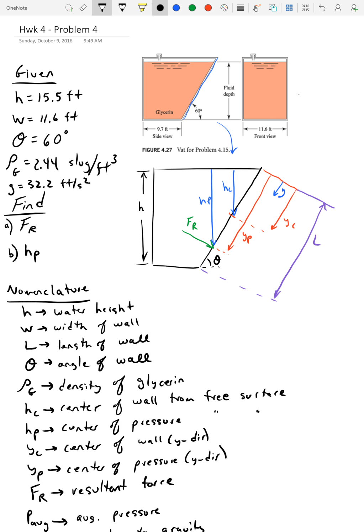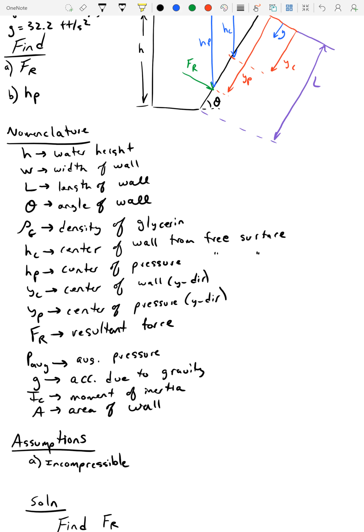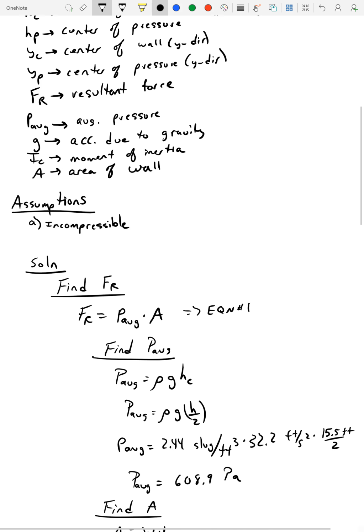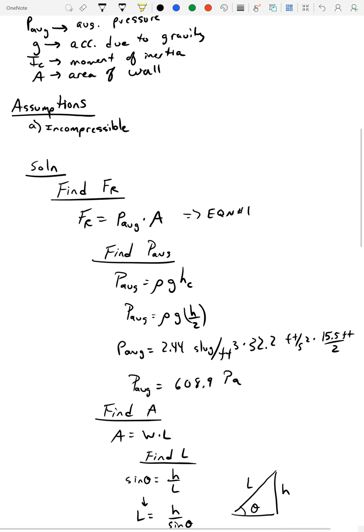So I labeled my givens, and I just labeled them as one variable. I labeled my find. I'm finding the hydrostatic force in HP. Now nomenclature is optional, but I wanted to show you that sometimes it's easier to put nomenclature in because then it helps you identify later on. So I labeled every variable that I used in my equations. I have assumptions. Then I'm going to start my solution.